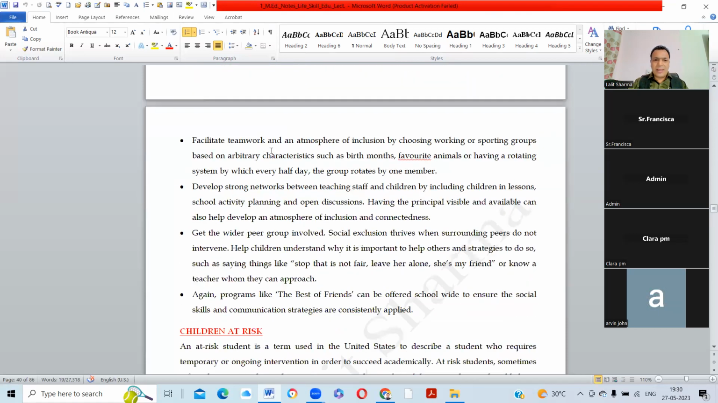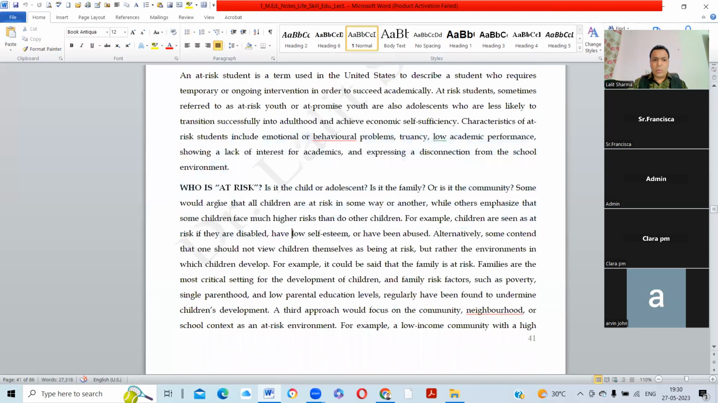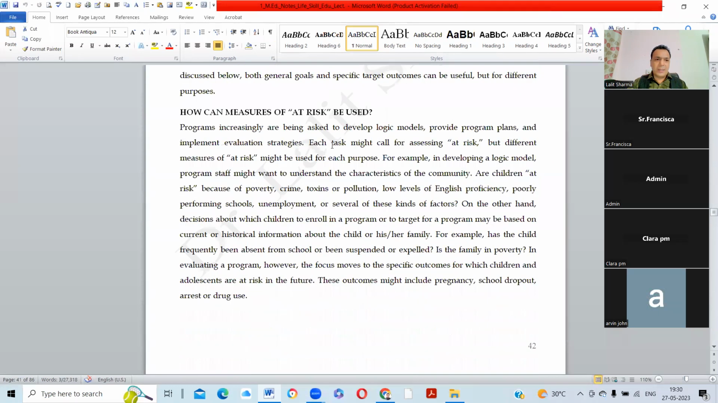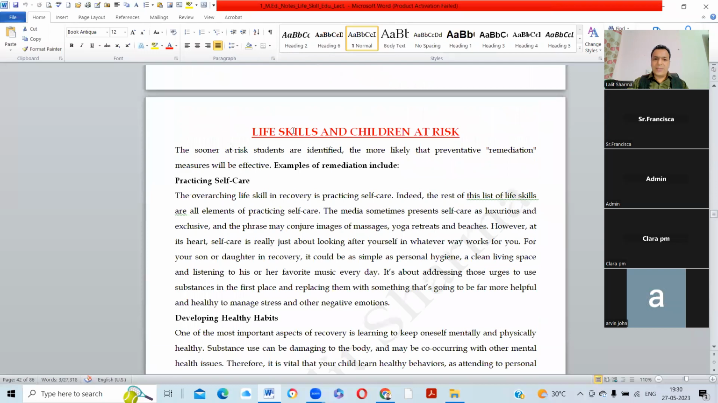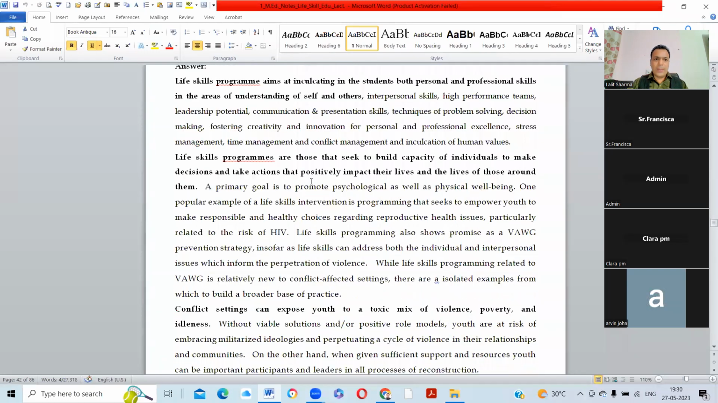So these are very easy, guys, okay? You can learn that, okay? All things, children at risk, है ना? We are talking about who is at risk. ये देखिए, who is at risk? It is a child or adolescent, right? Is it family or is it community, right? So this thing, life skills and children at risk, okay? So this we have already done.